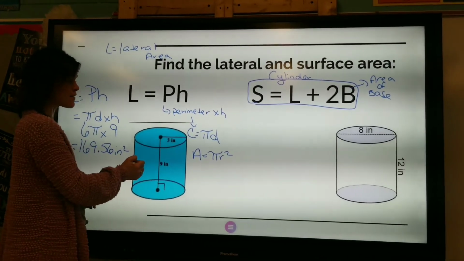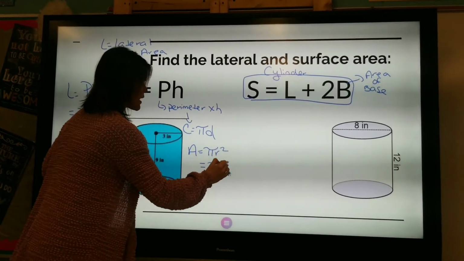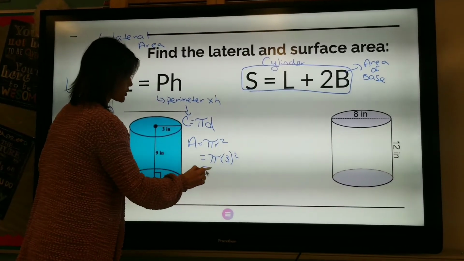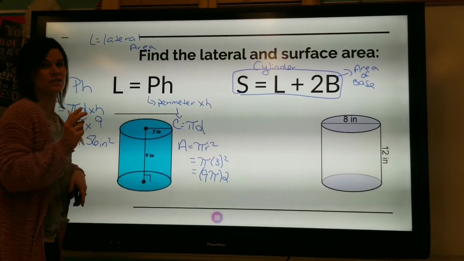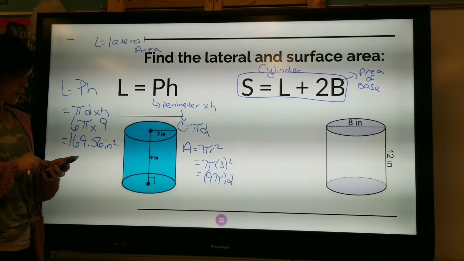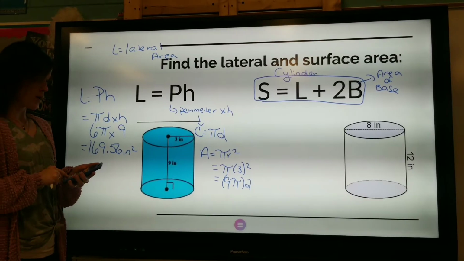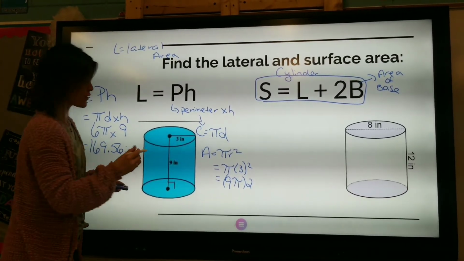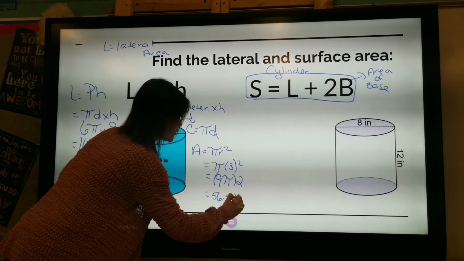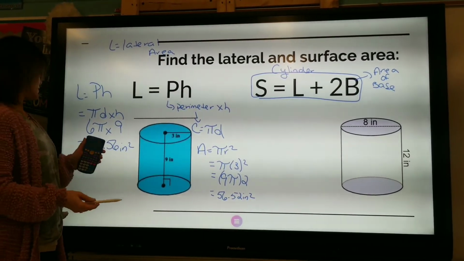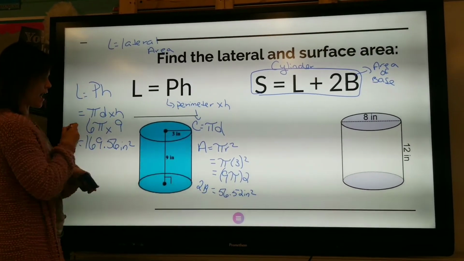So in this problem, I'm given my radius. I will plug that in, pi times 3 to the second power, which is going to give me 9 pi, but then I'm going to have to multiply that by 2 since I have 2 circles, okay? So I'm going to go ahead and do that in my calculator. And again, I'm using 3.14 for pi. And you should get 56.52 inches squared.